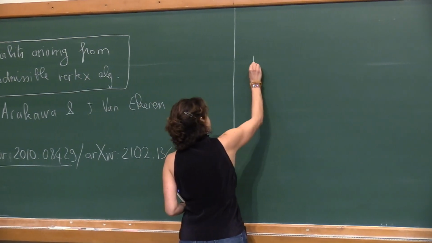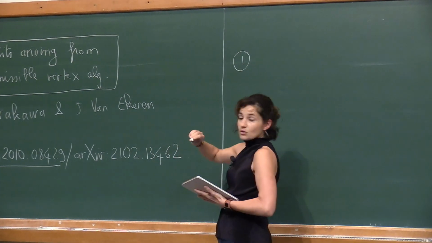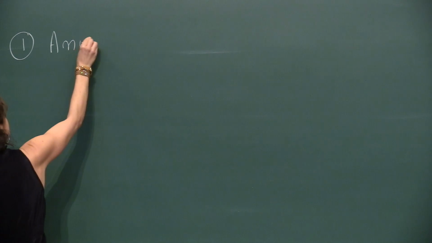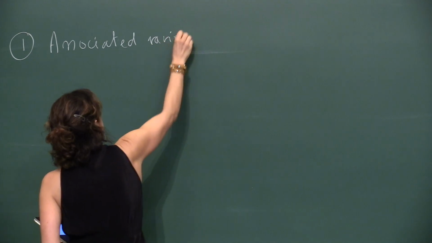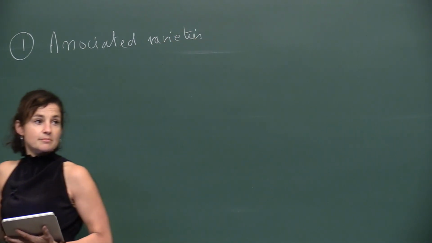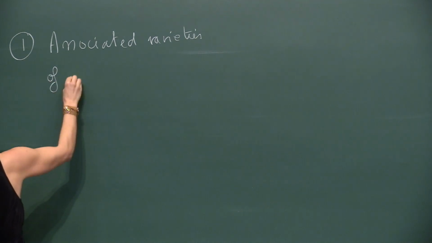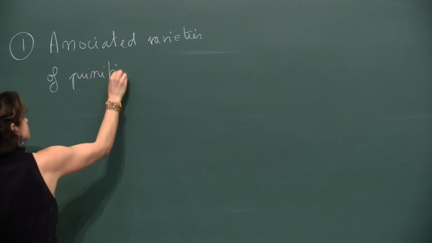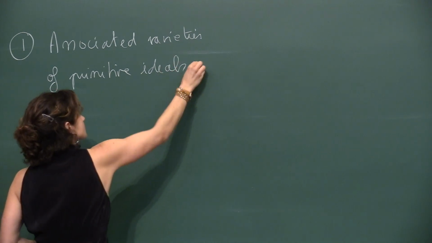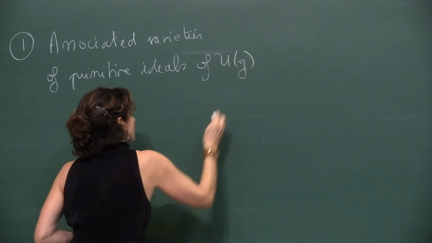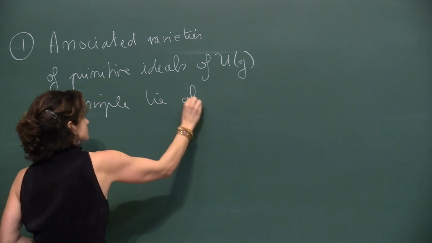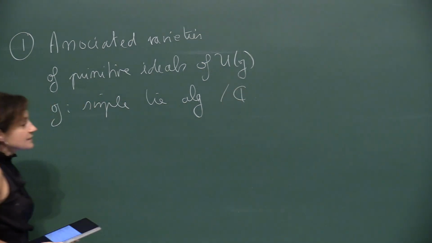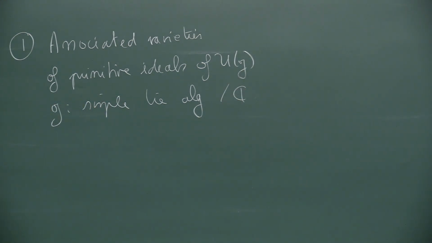So the first context is the most classical one, the context of associated varieties of primitive ideals in the enveloping algebra of a simple Lie algebra. So of U(g), and here throughout my talk, g will be a complex simple Lie algebra. So this is now a standard fact that this geometrical tool is a powerful tool in representation theory.